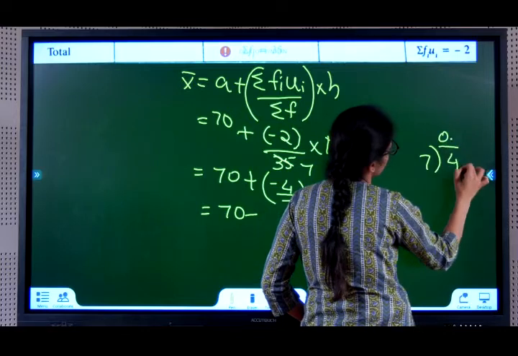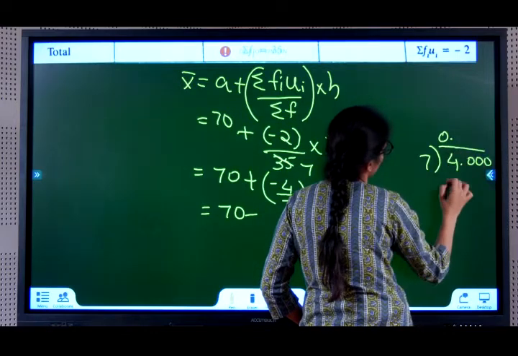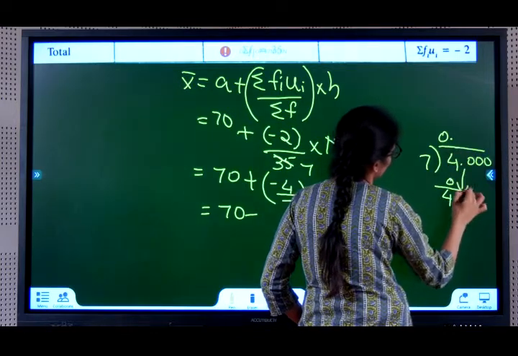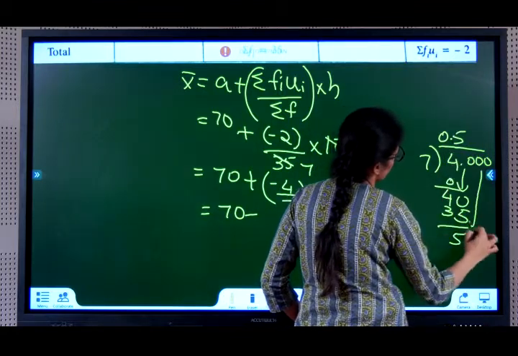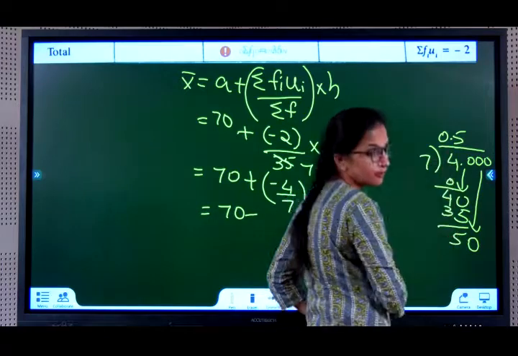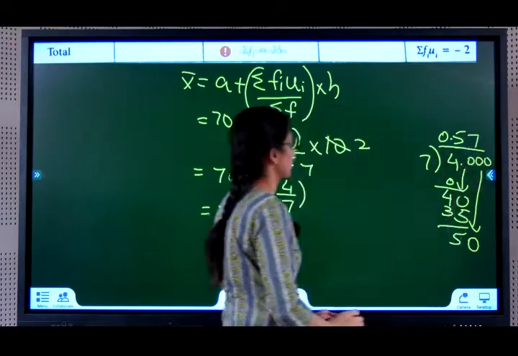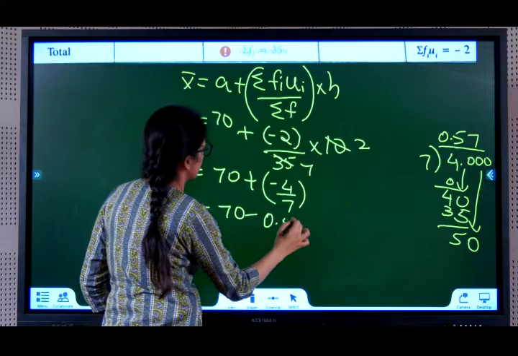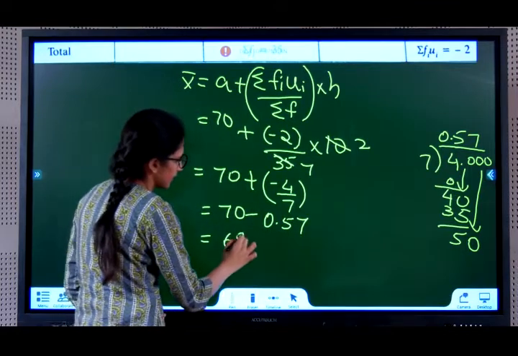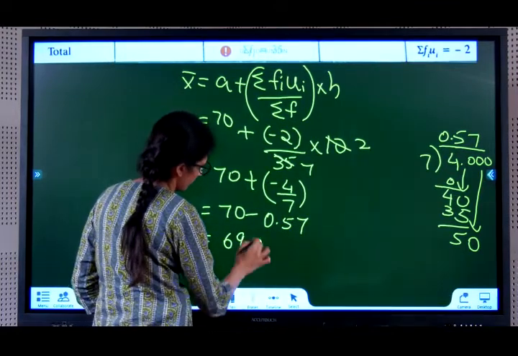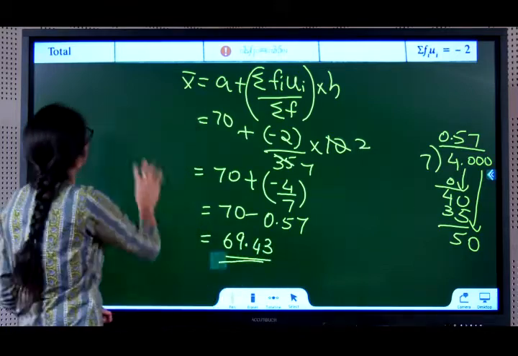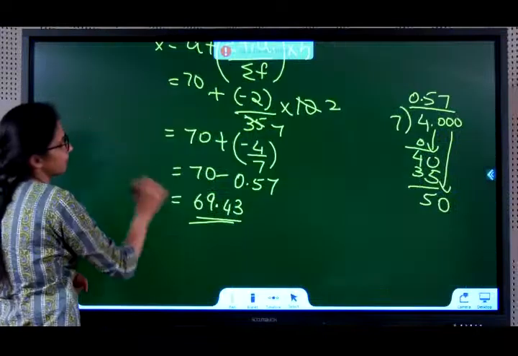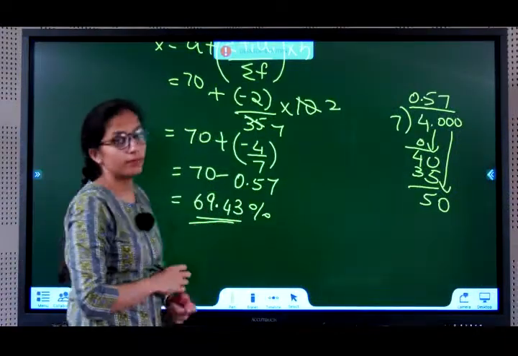7 zeros are 0. Bring down one more 0. 7 5s are 35. Bring down the next 0. 7 7s are 49. 0.57. So this becomes 69.43. What's the unit? Unit of class over here was in percentage. So this will be 69.43 percentage.